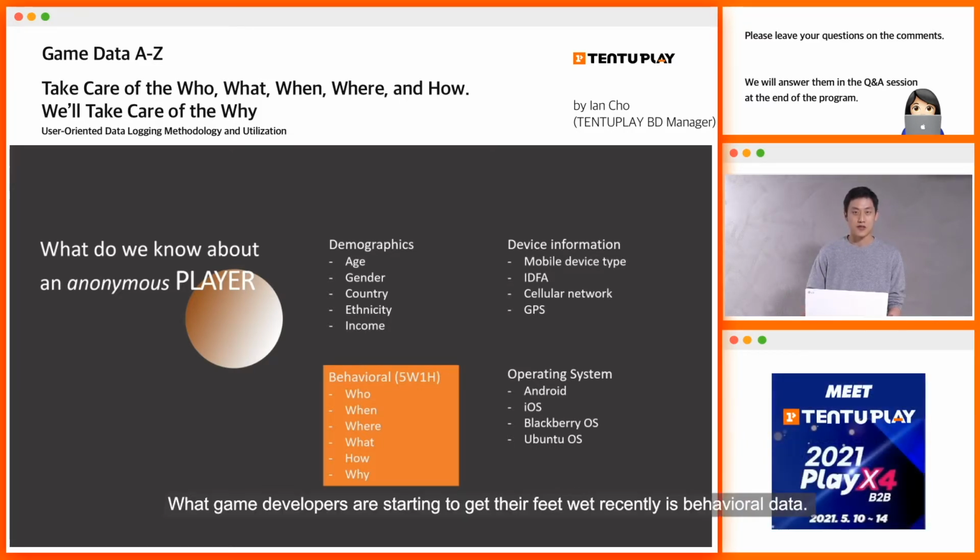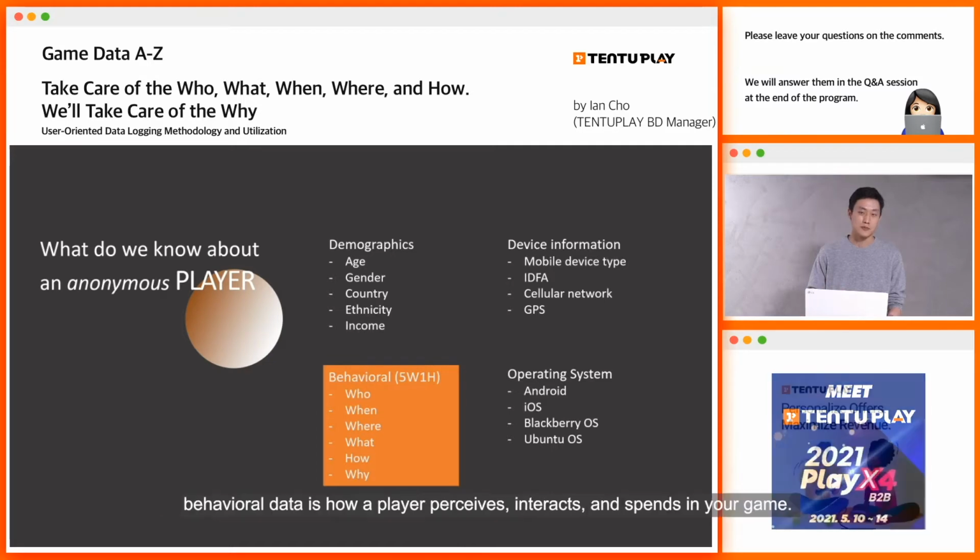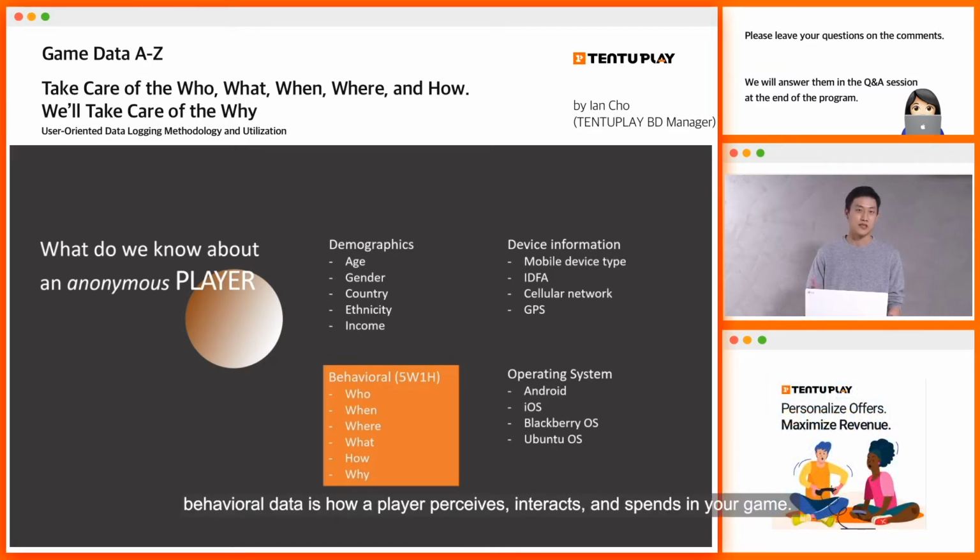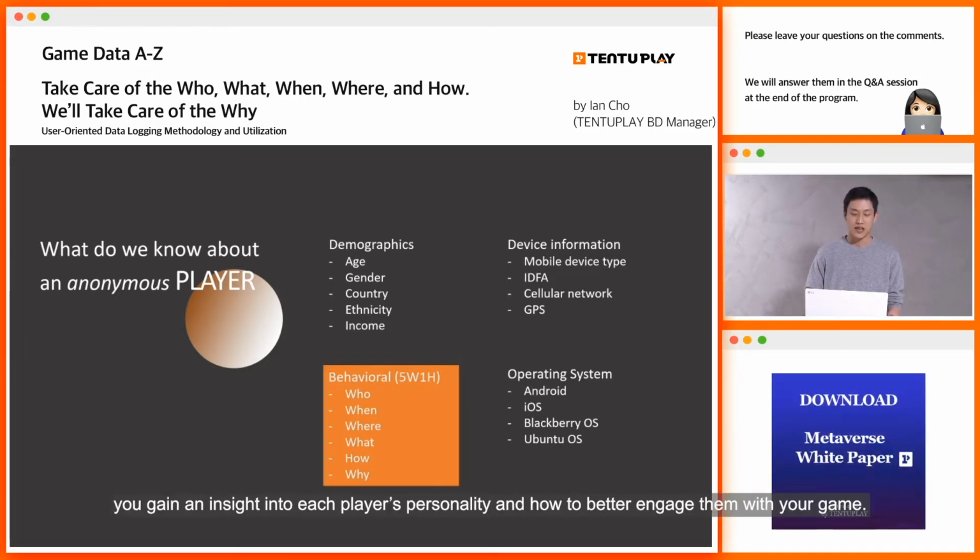What game developers are starting to get their feet wet in recently is behavioral data. To put it in simple terms, behavioral data is how a player perceives, interacts, and spends within your game. When you get to analyze such behavioral data about each player, you gain an insight into each player's personality and how to better engage them within your game.